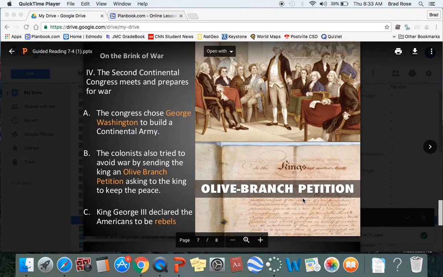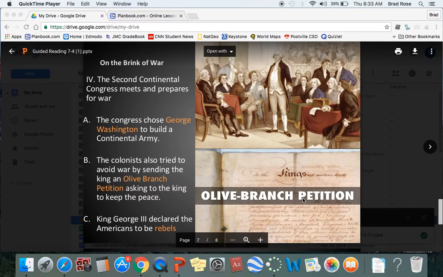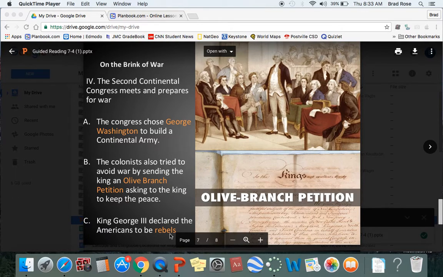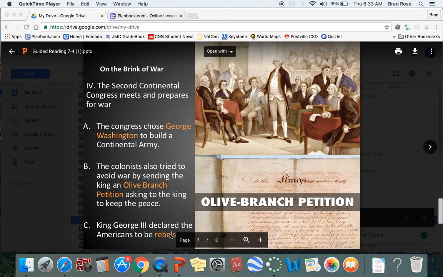This leads up to the Second Continental Congress meeting because they have to prepare for war. Again, they had agreed to meet again, but the events of Lexington and Concord emphasized the importance for the colonies to meet again. They chose George Washington to build their Continental Army and head to Boston, where again we had thousands of militiamen waiting because they were surrounding the British soldiers there.